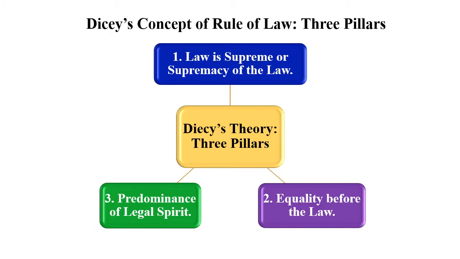We can understand Dicey's concept of rule of law, which basically has three pillars, with the help of the following graph. According to Dicey, there are three pillars important for rule of law. First, law is supreme, or supremacy of the law. Second, equality before the law. And third, predominance of legal spirit.